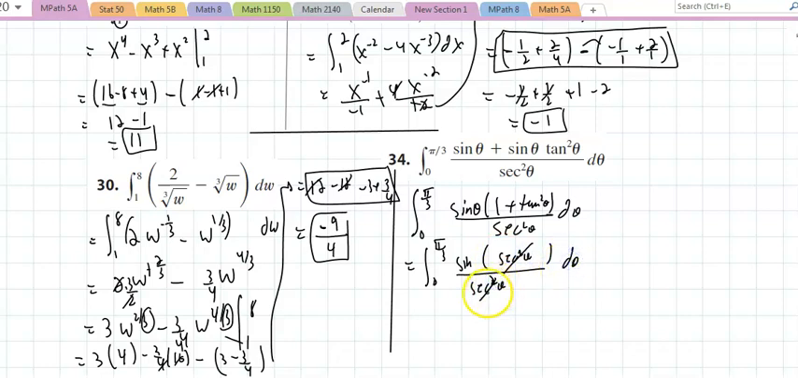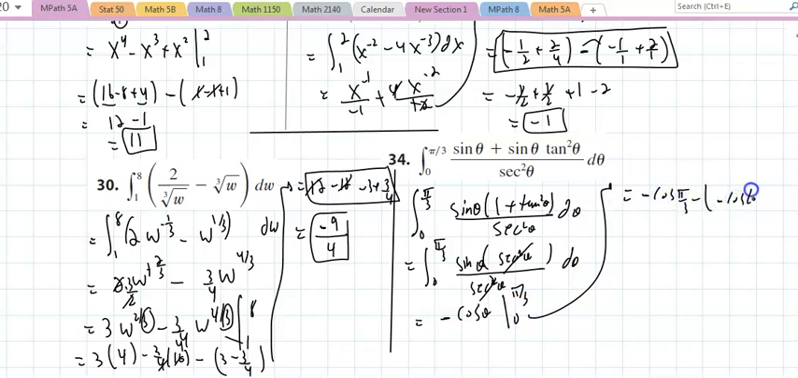So this is actually nothing more than, what do you take a derivative of to get sine? Negative the cosine. And that's going to be negative the cosine of pi over 3 minus negative the cosine of 0. That is negative. Cosine of pi over 3 would be 1/2. Plus cosine of 0 is 1.